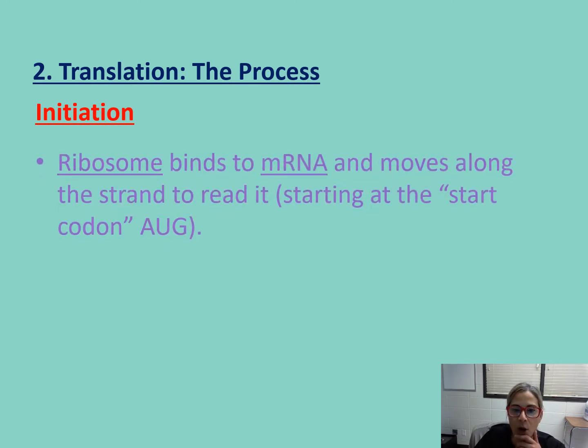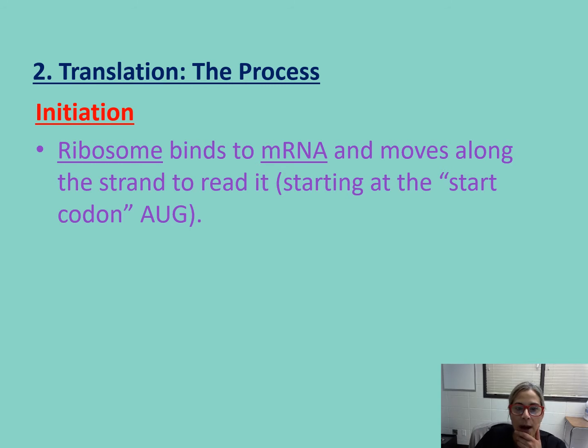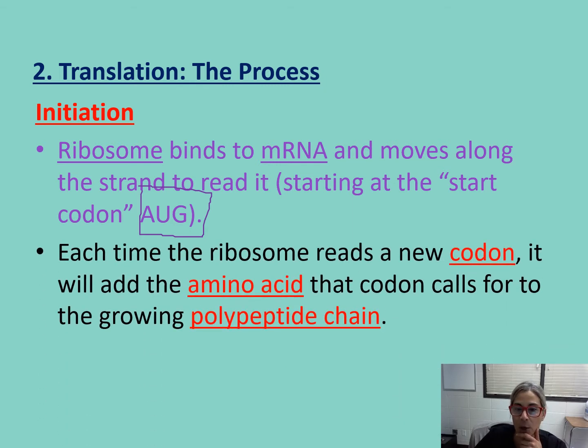So the first part is what we call initiation. The ribosome will bind to the mRNA, and it will move along the strand and read it, starting with that start or initiator codon, AUG. Remember we talked about on the mRNA chart, AUG is our initiator or our start codon. Our large subunit and our small subunit of our ribosome attach around that mRNA strand and basically read it like a little tape running through that large and that small subunit, starting with that AUG or starter codon, and that's why it's called initiation, because it's the beginning of the formation of the amino acid chain.